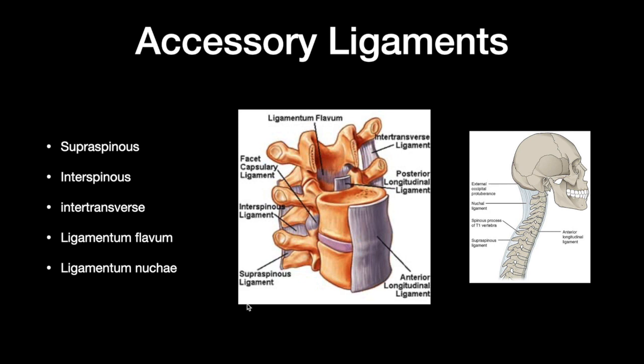Here are our accessory ligaments, which I have described before, but this shows a better picture. Here's the nuchal ligament and how it continues with the supraspinous ligament. And the spinous ligament would be in between right here. You couldn't see it as well in this picture, but it would be in between the spinous processes.